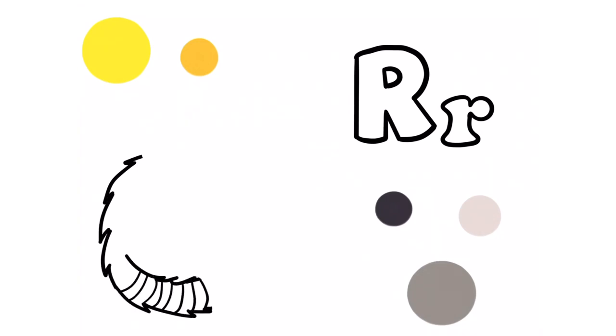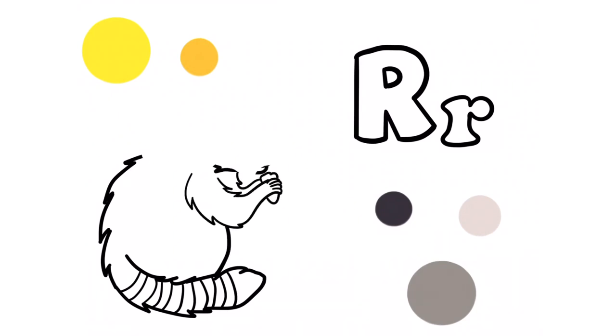Capital letter R. Lowercase r. Raccoons are most active at night. They have excellent night vision, which helps them find food in the dark. Raccoons like to eat pretty much everything. They are excellent at climbing. They are also very good swimmers.